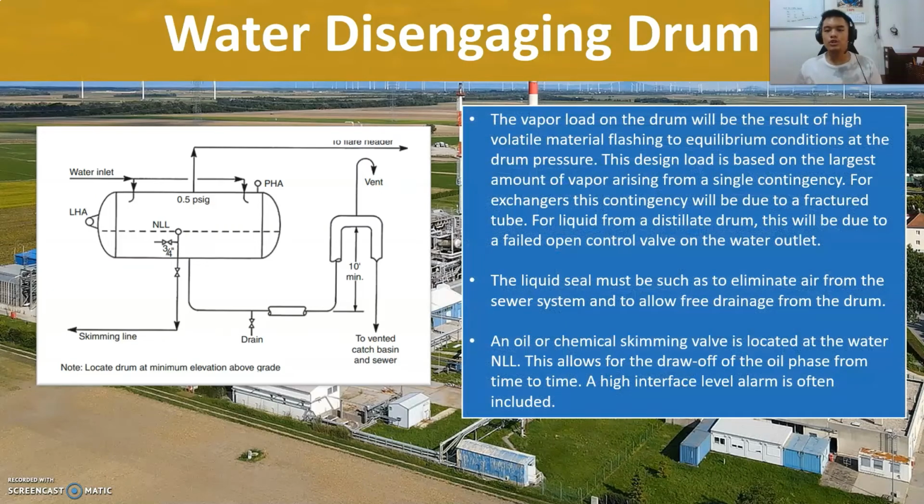The vapor load on the drum will be the result of highly volatile material flashing to equilibrium conditions at the drum pressure. This design load is based on the largest amount of vapor arising from a single contingency. For example, for exchangers this contingency would be due to a fractured tube. For liquid from a distillate drum, this will be due to a failed open control valve on the water outlet. The liquid seal must be such as to eliminate air from the sewer system and to allow free drainage from the drum. An oil or chemical skimming valve is located at the water NLL. This allows for the draw off of the oil phase from time to time. A high interface level alarm is often included as a means for process safety.